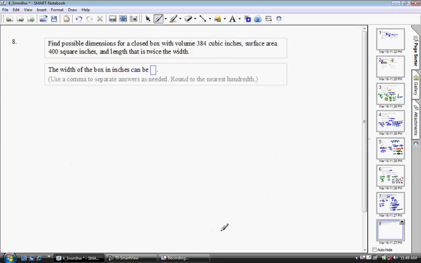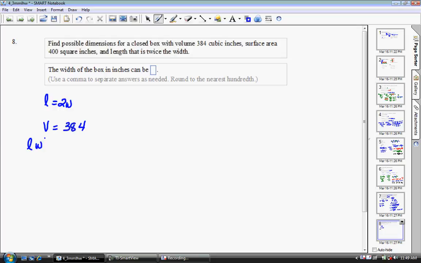Okay, and the last problem: find possible dimensions for a closed box with volume 384 cubic inches. The surface area is 400 square inches, and the length is twice the width. So what we have to do here is understand all the variables that are going on to get something in terms of just one variable. One thing we're told right away is that the length is going to be twice the width, right? The other thing we know is that the volume is 384 cubic inches.